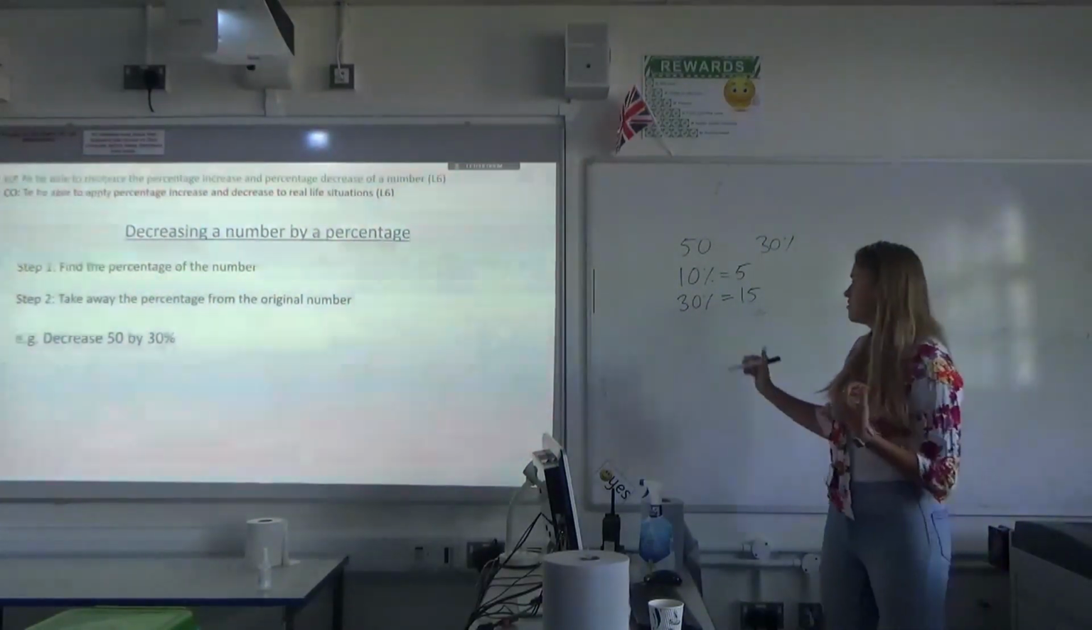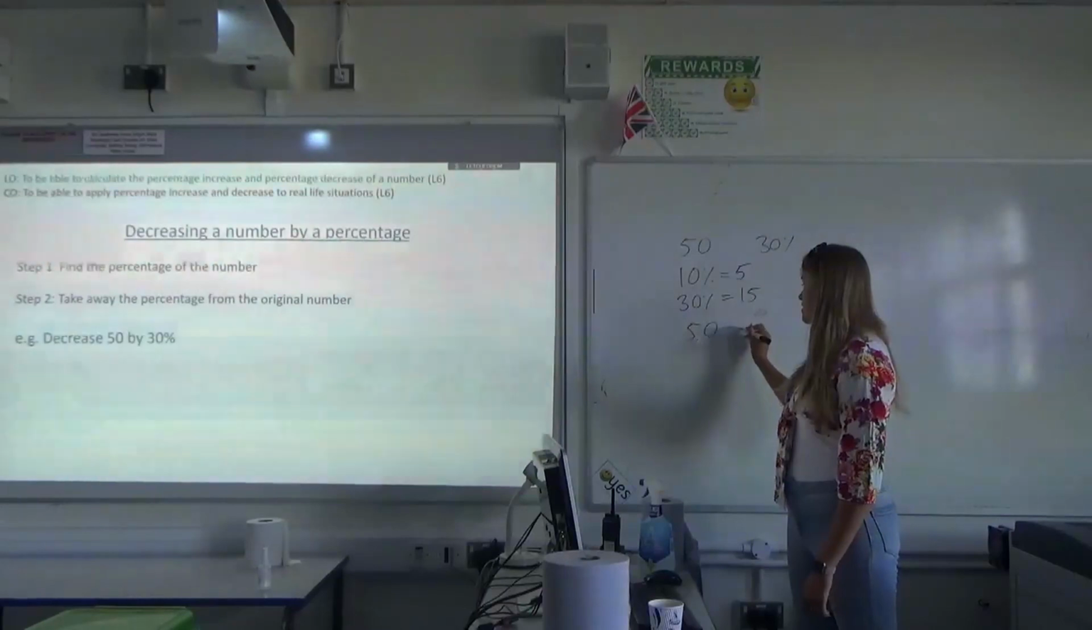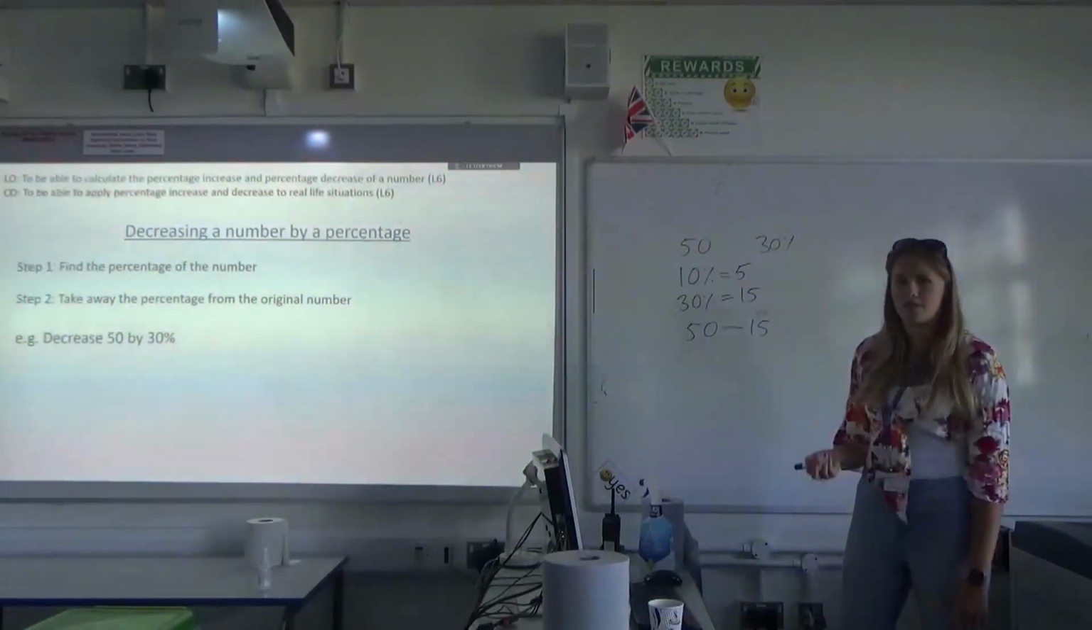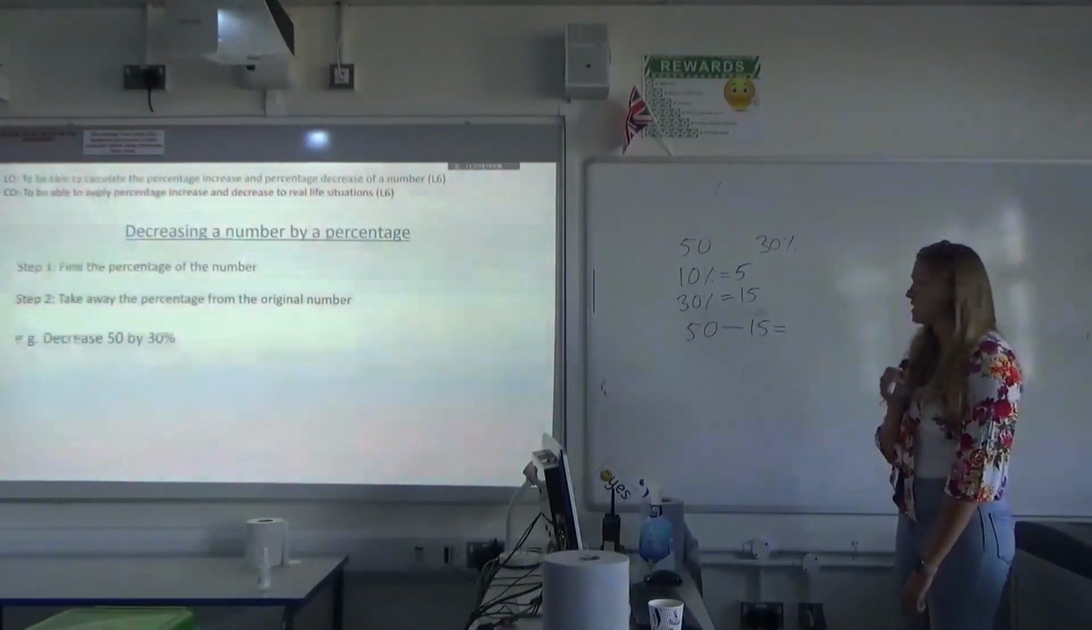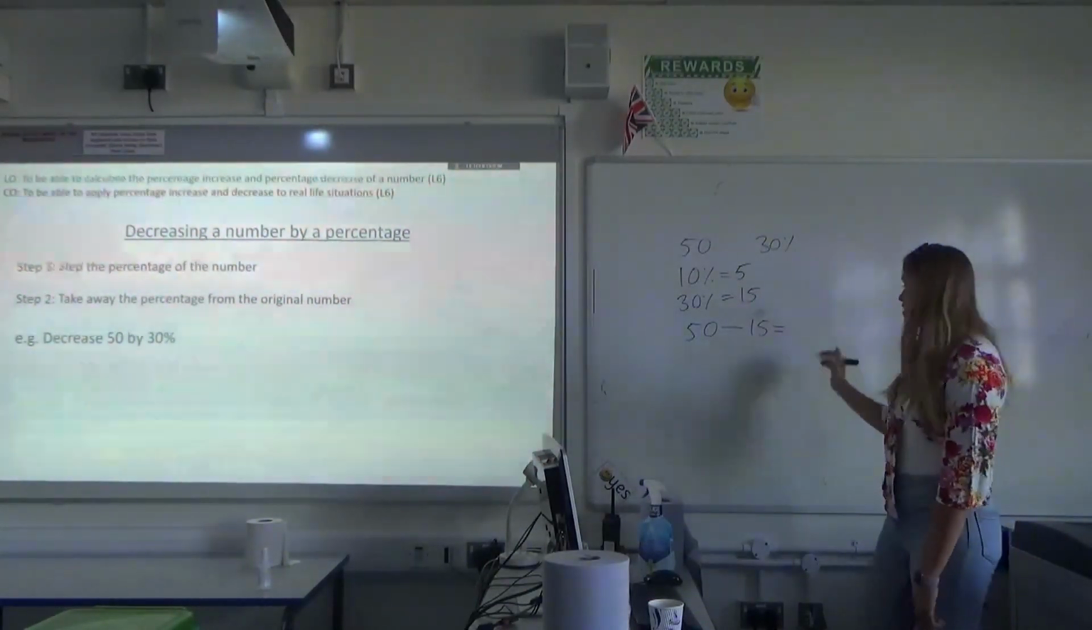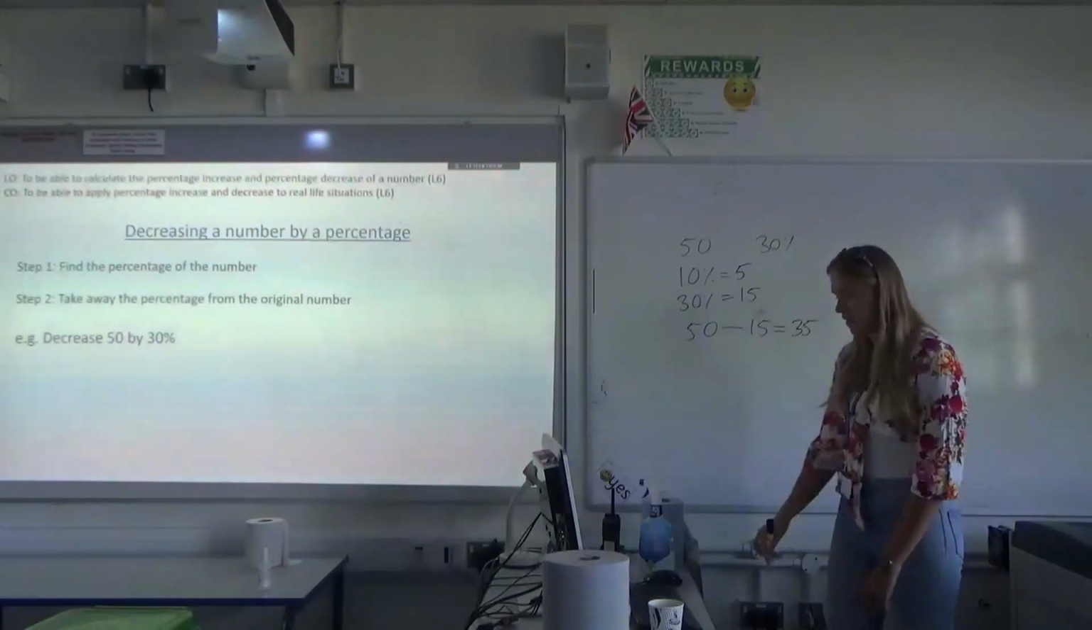I've got to remember that I'm decreasing. So I take my 50, I'm going to take away the number I found, taking away that 15. And what do I get? 50, take away 15. 35, good. Okay, nice and simple.